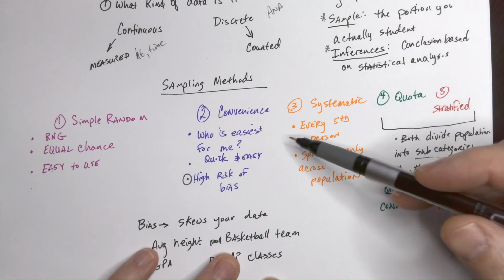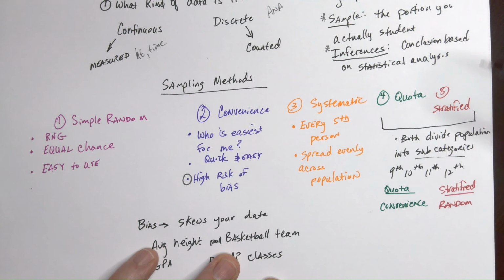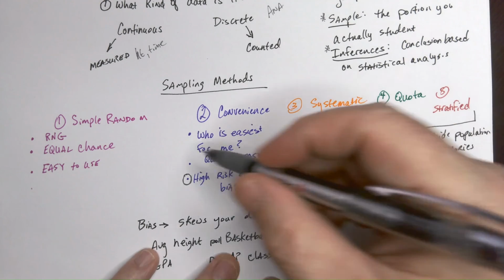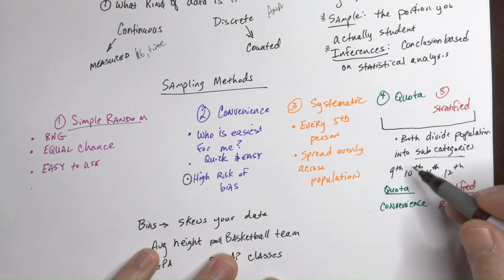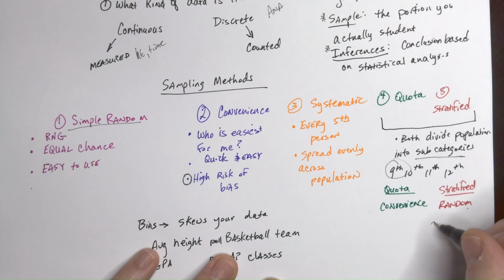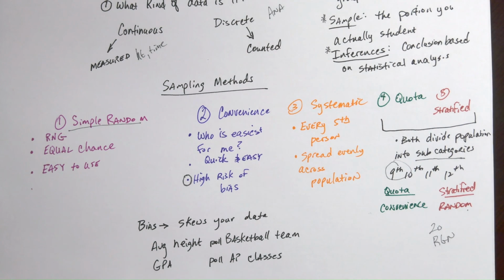So what separates quota and stratified is that quota uses convenience once you've separated into the subcategories, right? So whatever's easy to get out of that subcategory, whereas stratified is then random. It's simple random. So let's say you get all of the ninth graders and you're going to pick 20 of them, and you're just going to use a random number generator to pick 20 of the ID numbers.